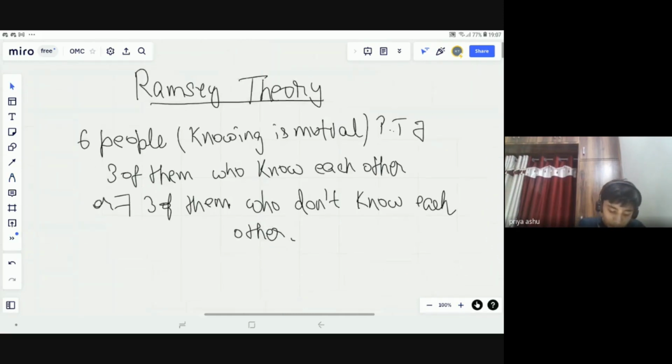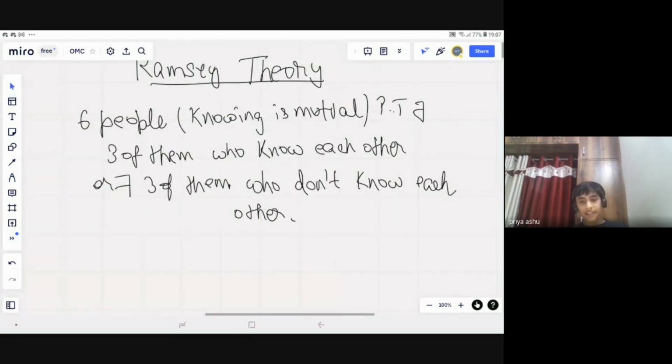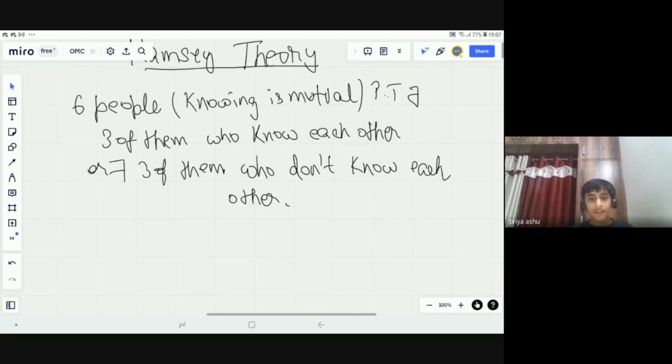So we have six people, and knowing is a mutual relationship. That is, if A knows B, then B knows A. And if A does not know B, then B does not know A. And we need to prove that there exist three of them such that each of them knows the other two, or there exist three of them who don't know each other. This is clearly non-trivial. So how do we go about proving this?